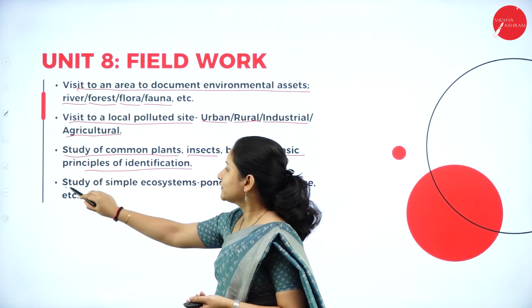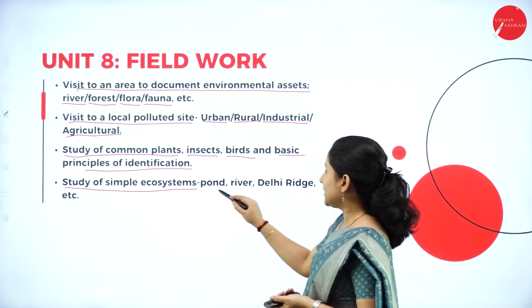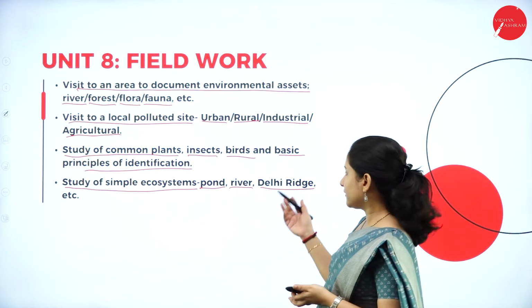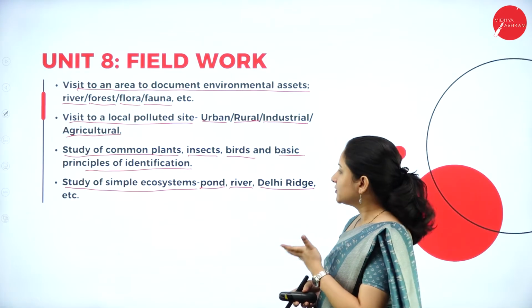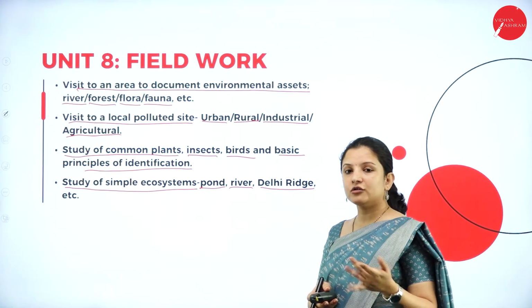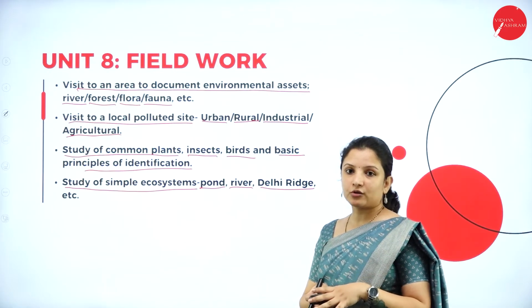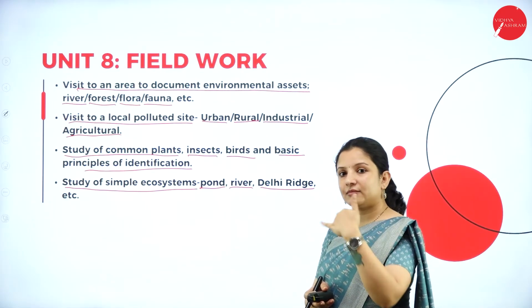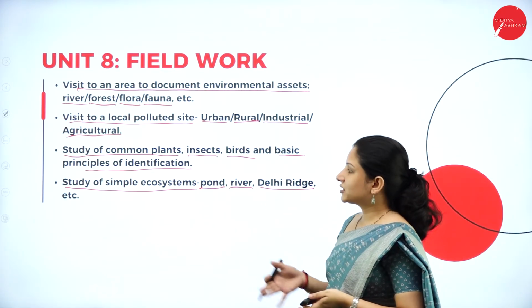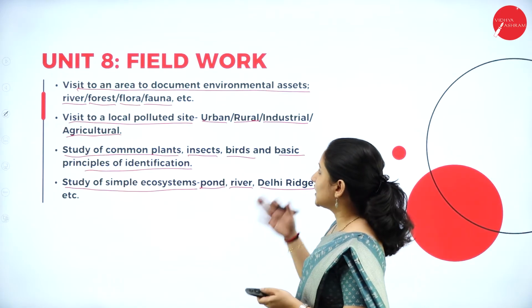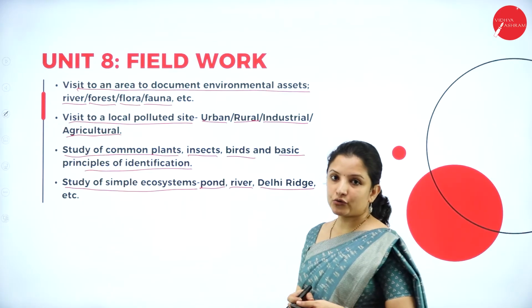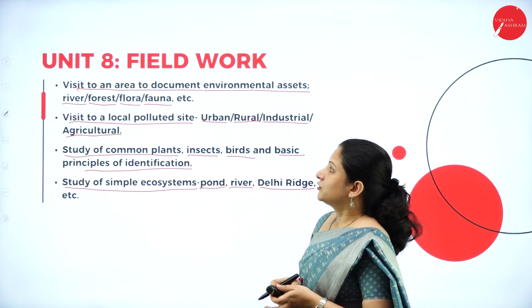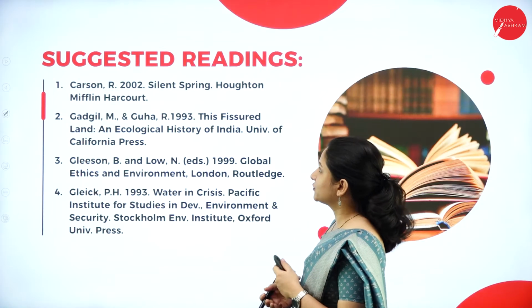And next is the study of simple ecosystems, wherein you need to study a simple pond ecosystem, river ecosystem, the Delhi ridge, etc. Whichever is possible, you can just choose here. In a pond ecosystem you will find different layers. The topmost layer will be occupied by some organisms, the next layer by some other organisms, like that different layers will be there. So these are the 4 field works that they have given in Unit 8, and it is entirely a good scoring topic, because it will be done by the students themselves.